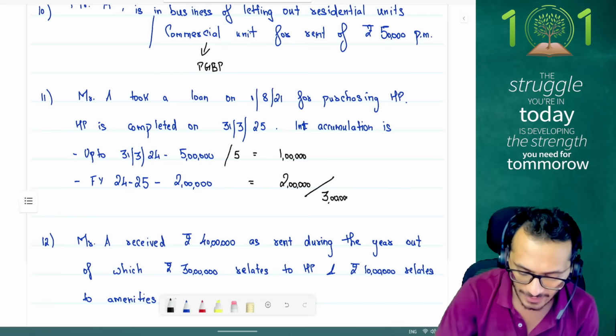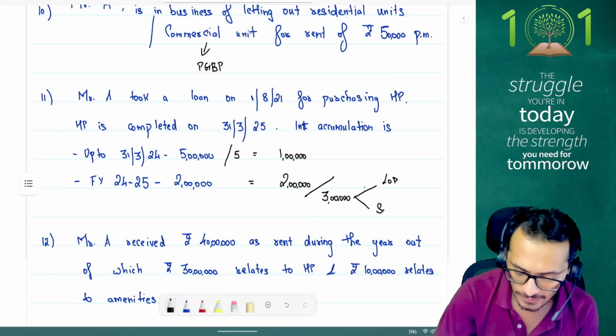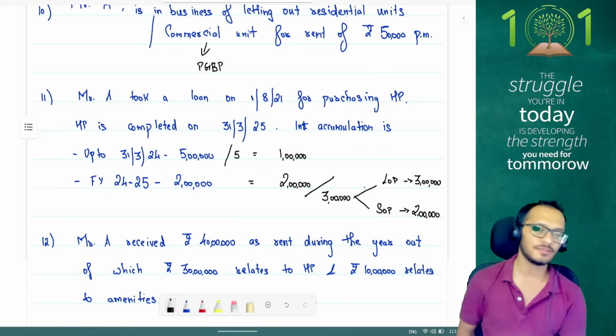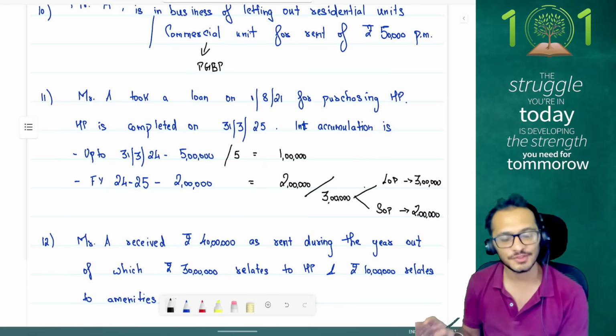Totally, I am eligible for 3 lakh rupees. With this 3 lakh rupees, I'll ask a simple question. Is the property an LOP property or an SOP property? If the property is an LOP property, I can claim the full 3 lakh rupees as a deduction. But if the property is an SOP property, I will restrict this to 2 lakh rupees. Yes or no? That is what you'll do, people, when it comes to pre-construction interest.